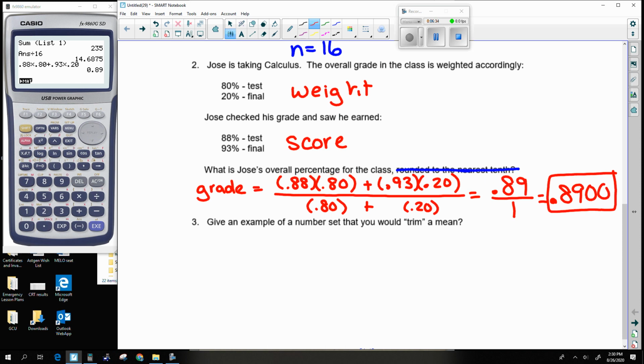Give an example of a number set that you would trim. Again, think of like that high school class. These are ages of people. And then just make one incredibly weird number. Don't make multiple weird numbers, but make the number list actually kind of a substantial size, so there's an obvious weird number in there. Don't make multiple weird numbers, just make one.